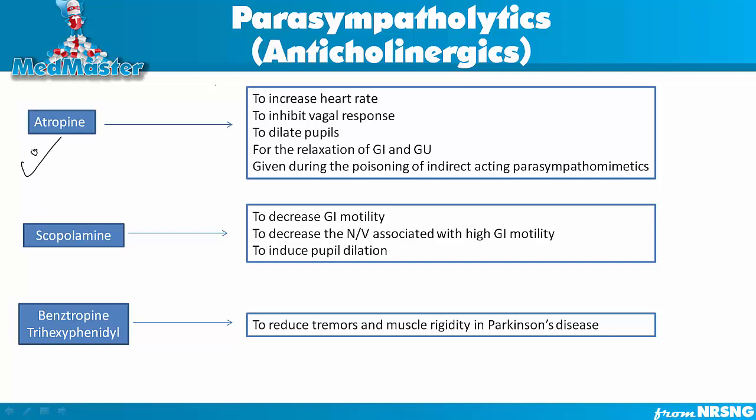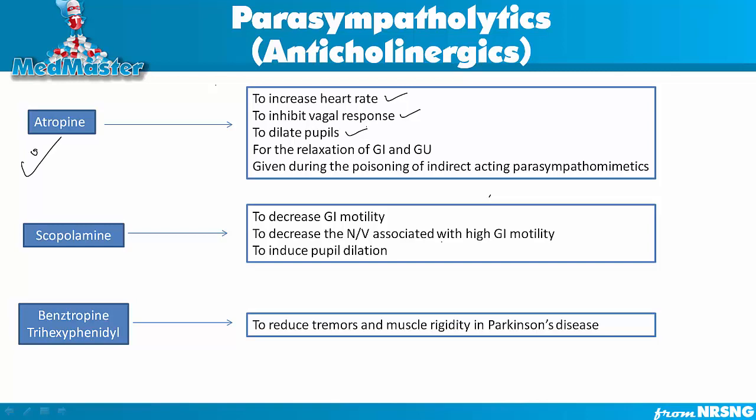Atropine has a wide variety of use. The first one is to increase the heart rate. If you know the ACLS algorithm or the medications, atropine is really the main one. You give this medication for bradycardia to increase the heart rate, to inhibit the vagal response. You can give this medication in order to dilate the pupils.